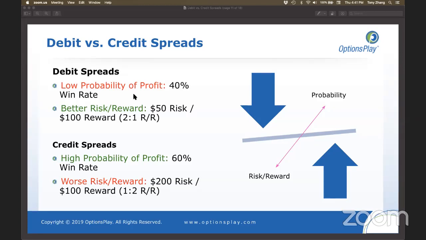So it's not like one is better than the other. I tend to get a lot of questions around which one's better. One is not better than the other. They're just different in nature. One has lower probability with better risk reward. The other one has better probability with lower risk reward.